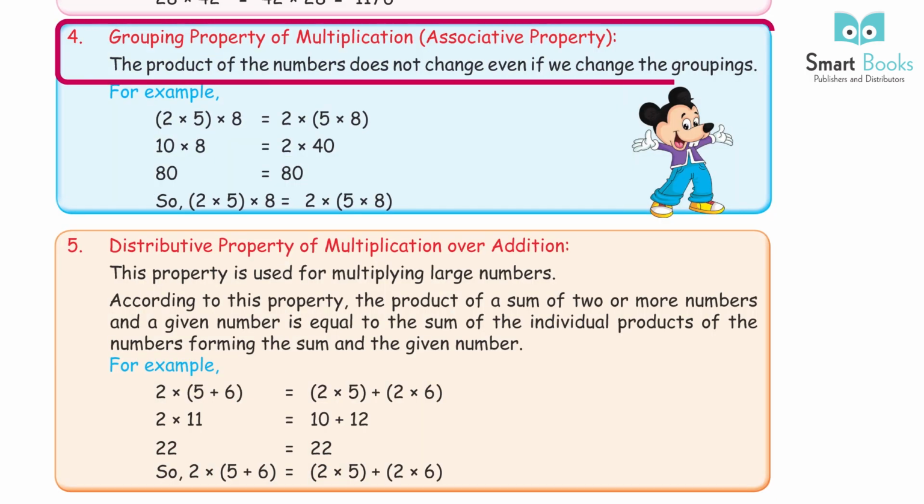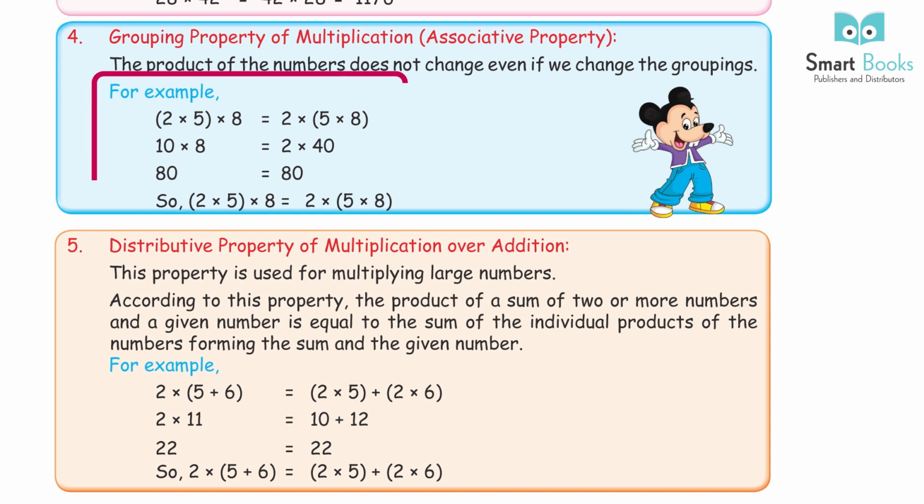4. Grouping property of multiplication, the associative property. The product of numbers does not change even if we change the groupings. For example, (2 into 5) into 8 is equal to 2 into (5 into 8). 10 into 8 is equal to 2 into 40. 80 is equal to 80. So, (2 into 5) into 8 is equal to 2 into (5 into 8).